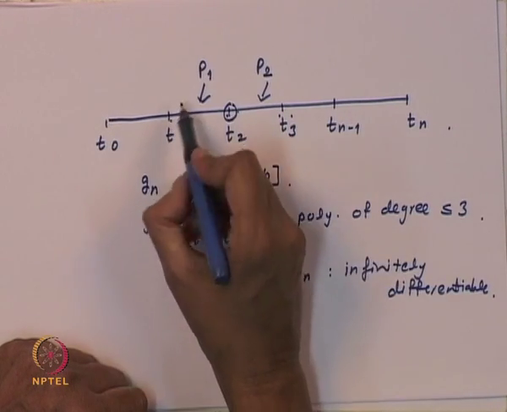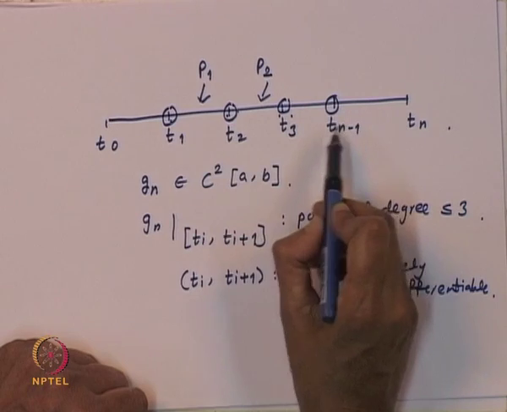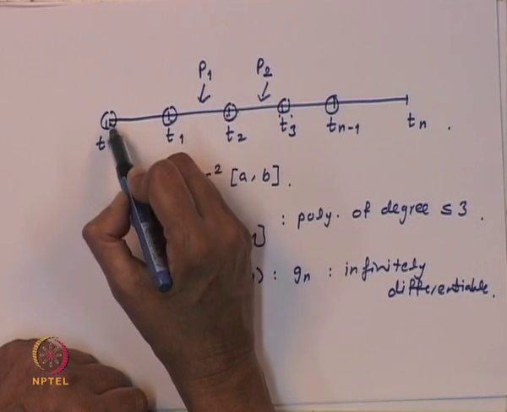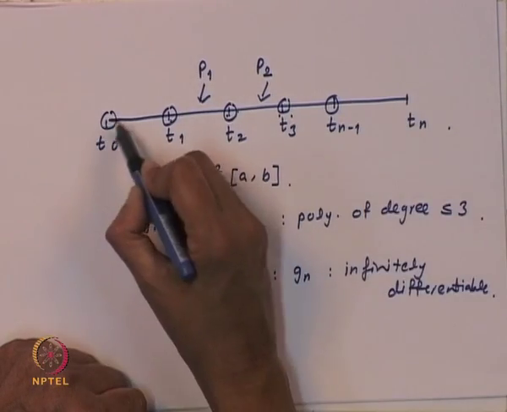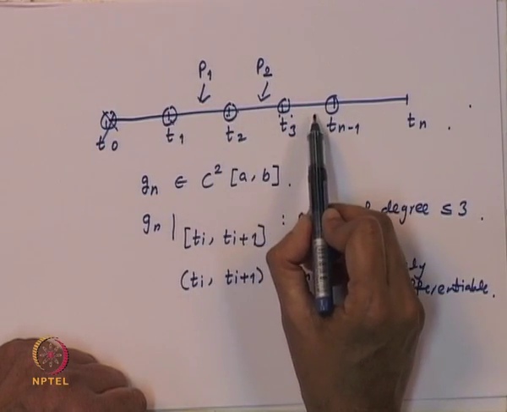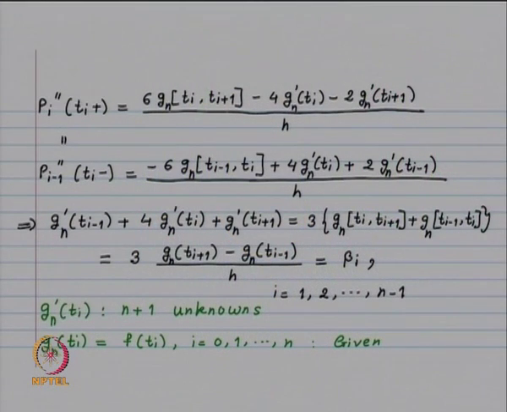So, what will come into the picture are the interior partition points T 1, T 2, T 3, up to T n minus 1. When you look at T 0, there is nothing on the left, and for T n there is nothing on the right. That is why we need to equate the second derivatives only at the interior node points. We have a system of equations: g n dash at T I minus 1 plus 4 times g n dash at T I plus g n dash at T I plus 1 is equal to beta I, I going from 1 up to n minus 1.